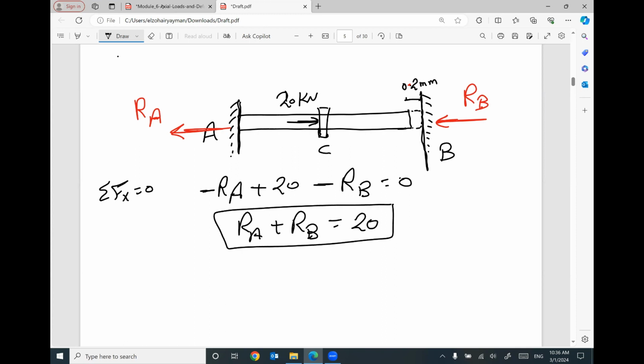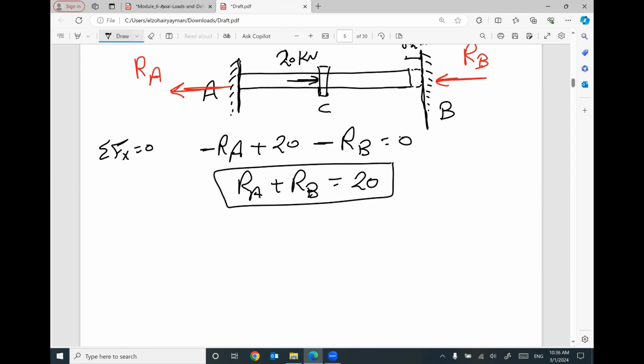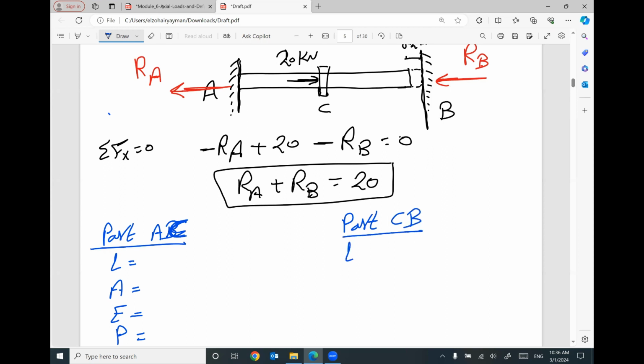That makes sense? We have two parts. For each part: what is the length of this part, the area of the cross section of this part, the Young's modulus of this part, and what is the applied force in this part? Part AC, then part CB.